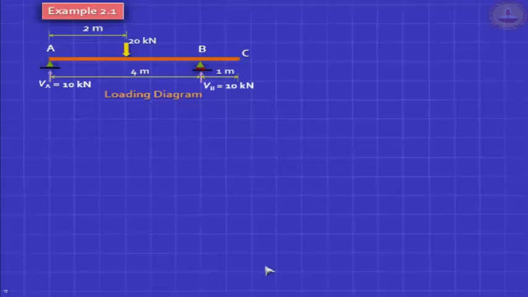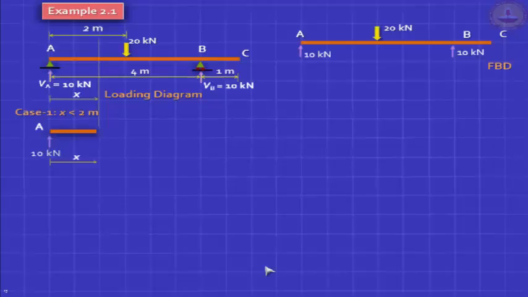What makes it unsymmetrical is the overhang BC. Then you draw the free body diagram. The free body diagram is a diagram in which you have only arrow marks, no support conditions. And so you'll write 20, 10, 10. And then the conventional way, at any section X, you have to write down expressions for shear force and bending moment. So you take a free body.